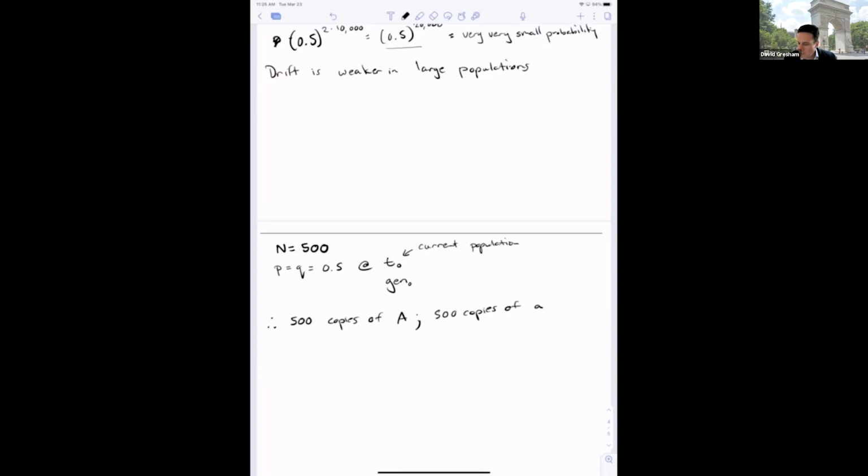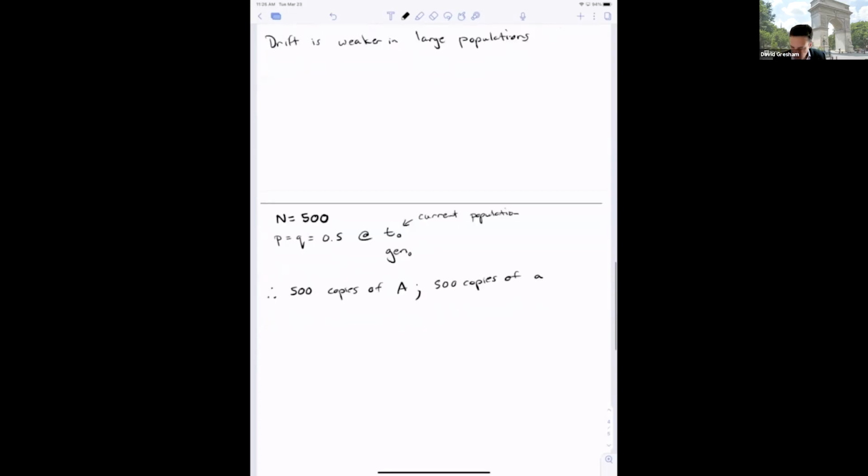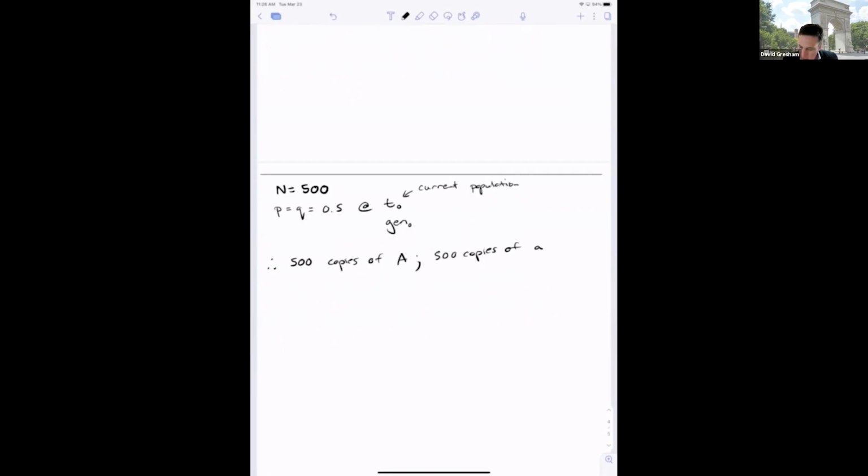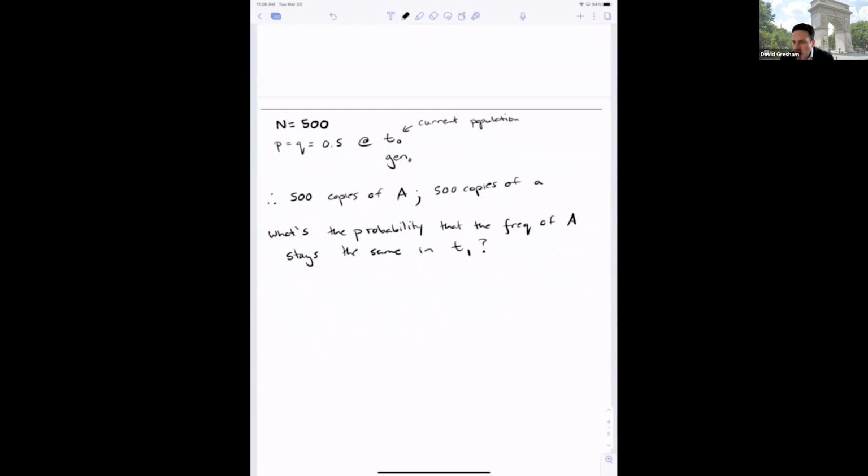And so we can ask a different question, not now about going to fixation. We can ask the question about staying the same. And we can ask, what's the probability that the frequency of A stays the same in the next generation? What's the probability that the frequency of the big A allele stays the same in our next generation, which we'll call T1? Given in our theoretical population that the population size stays the same at 500 diploid individuals.